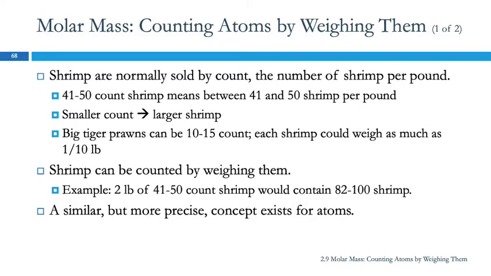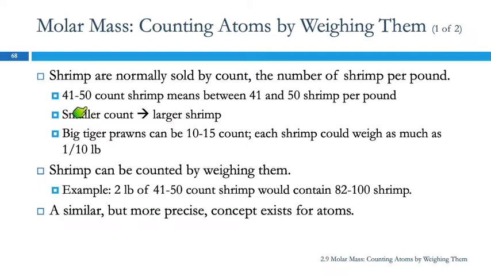So if you've gone to the store to purchase shrimp, you'll notice they come in different sizes. And it's kind of mysterious until you realize what they're doing here. So you might have 41 to 50 count shrimp, or 10 to 15 count shrimp, or 82 to 100 count shrimp. Well, does that mean there's 82 to 100 in the bag? No, it means there's that many in a pound of shrimp. I don't know exactly why they do it, but that's how they do it.